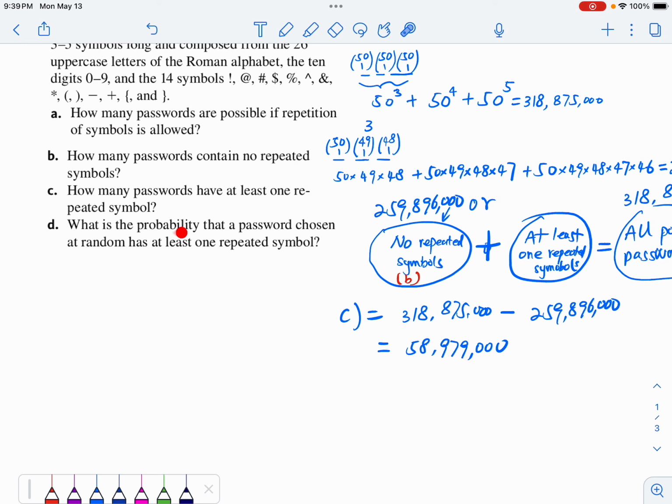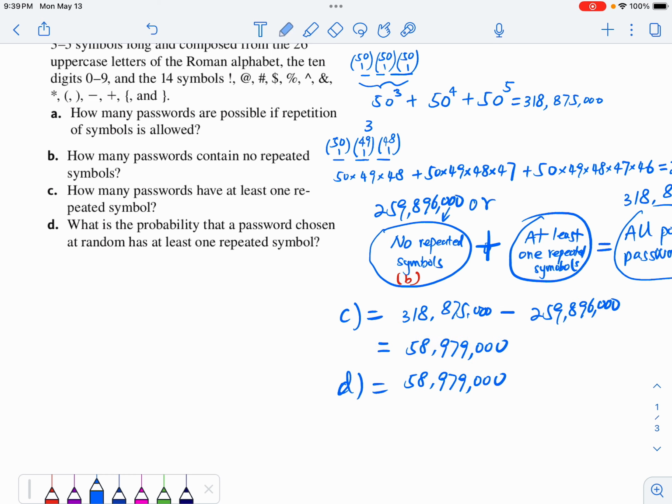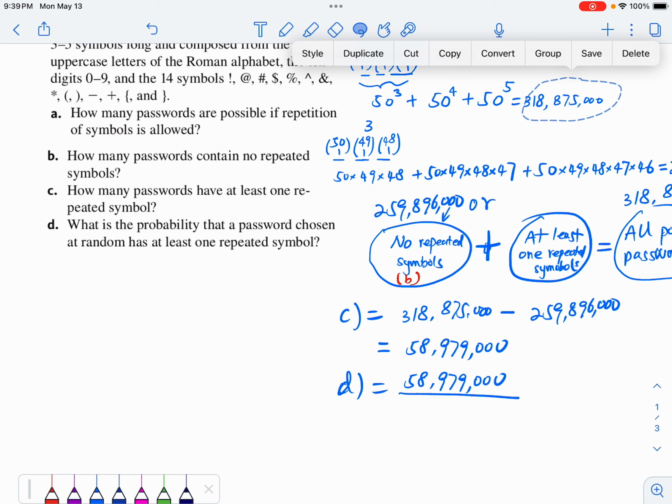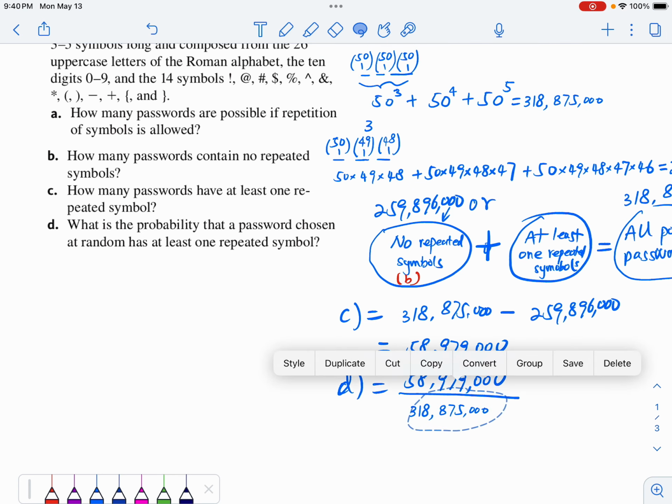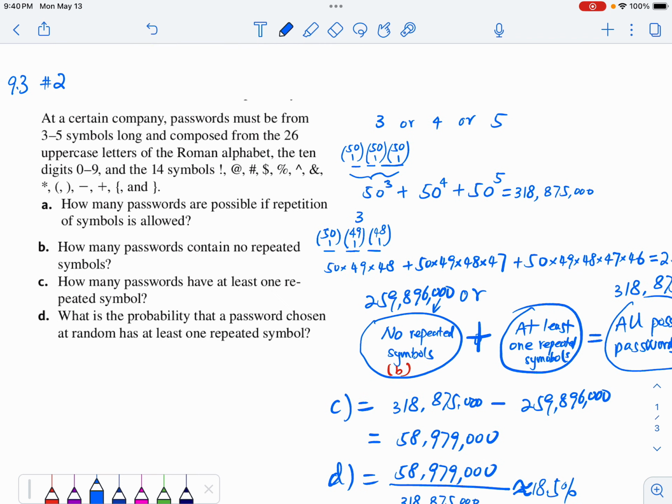The last one is, what is the probability that a password chosen at random has at least one repeated symbol, which is the chance of getting a password like in C? So the chance will be the number of passwords that have at least one repeated symbol divided by the total, which is this one there. Divided by this, it turns out to be around 18.5%. All right, these are the hints for 9.3 number 2.